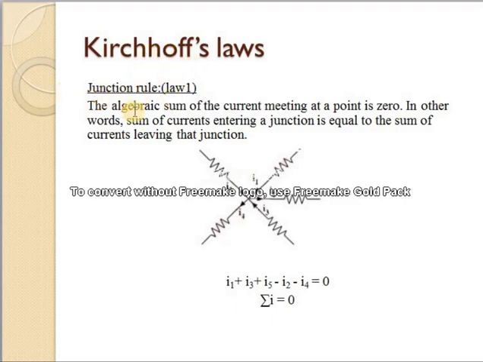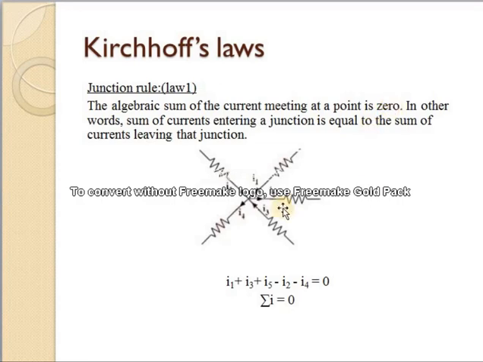Here the Kirchhoff's first law states about a number of currents meeting at a junction. Here we call it an electrical junction. The sum of the currents coming in and the sum of the currents leaving. So Kirchhoff's first law states that the algebraic sum of the currents meeting at a point is 0.